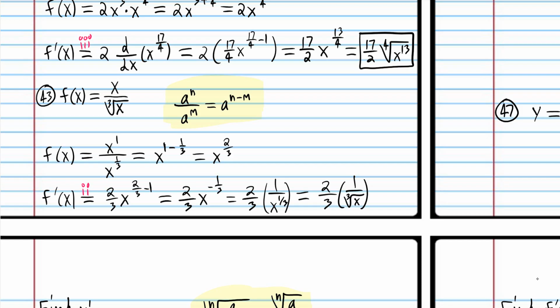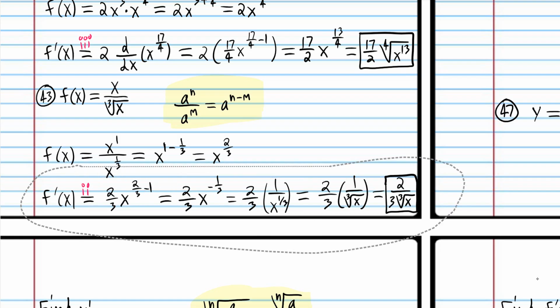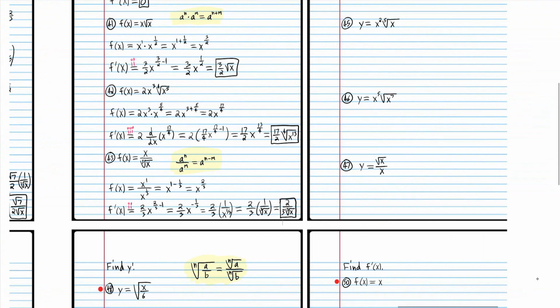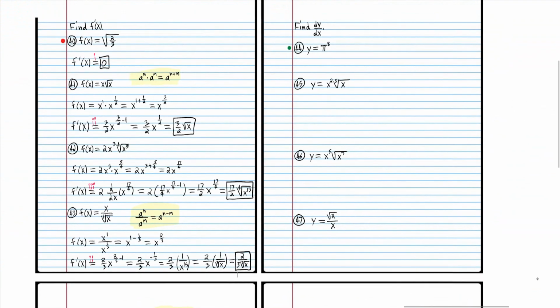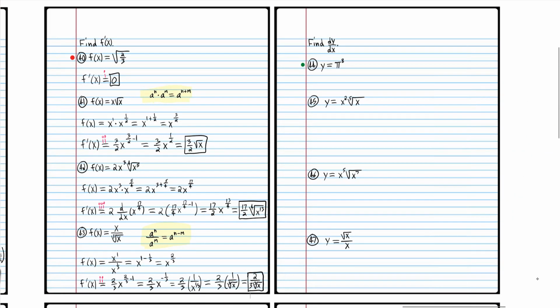And then we can write our final answer as 2 over 3 times the cube root of x. Sorry, we're kind of scrunched in there. So those are 3 problems that kind of had the same type of theme. I want you to do number 44. See if you can figure it out. When you come back, we'll do it together.